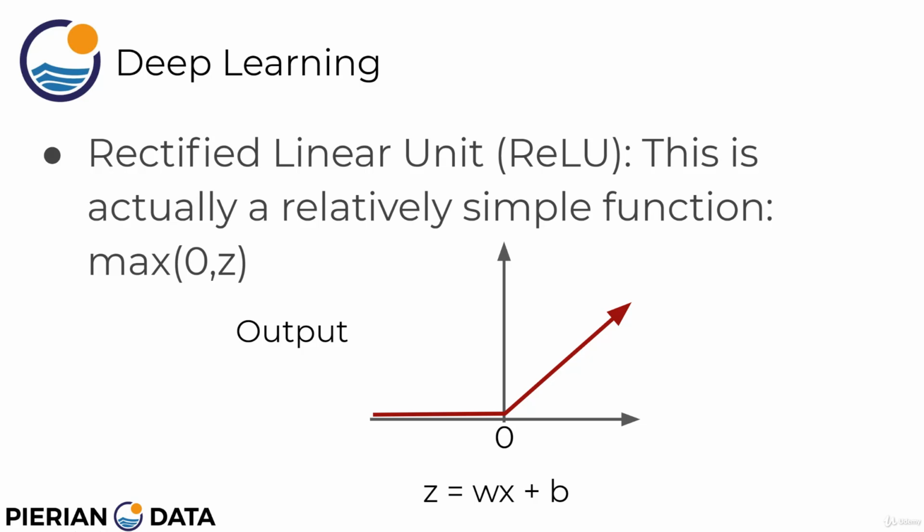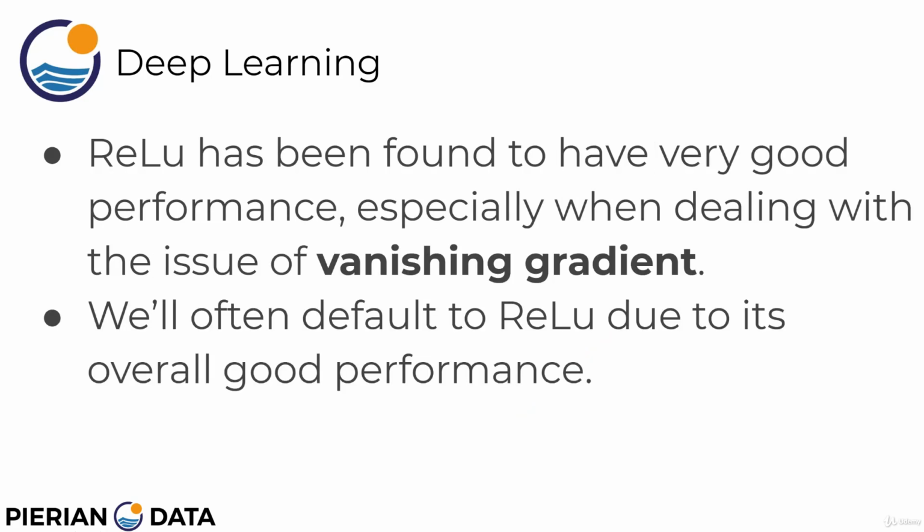Basically, you can describe it as max(0, z), which essentially states that if the output of the value is less than 0, we treat it as 0. Otherwise, if it's greater than 0, we go ahead and output the actual z value. So rectified linear units have actually been found to have very good performance, especially when dealing with the issue of vanishing gradient, which is a term and issue we'll discuss in more detail in a future lecture.